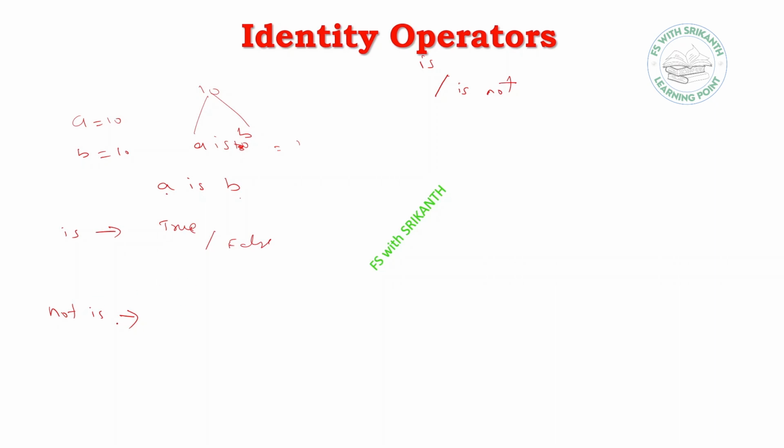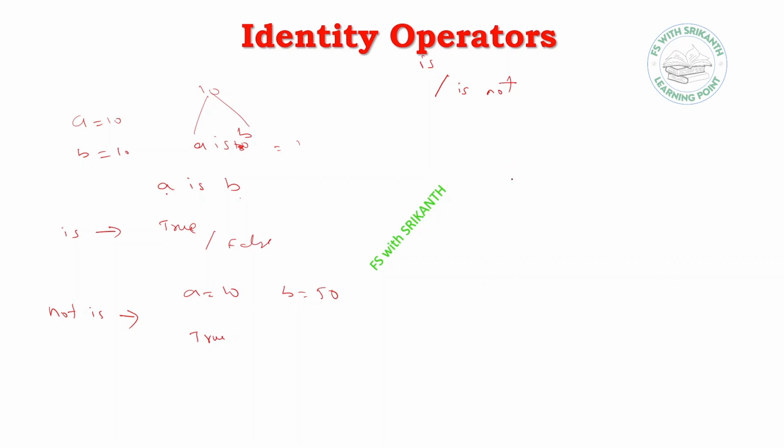And what does is not do? It checks the two variables, A equal to 10 and B equal to 50. It checks that both variables' references are not the same object reference. So both are different objects, then it is True. So if both are different, it returns True, otherwise False.